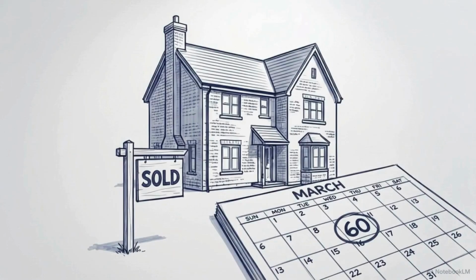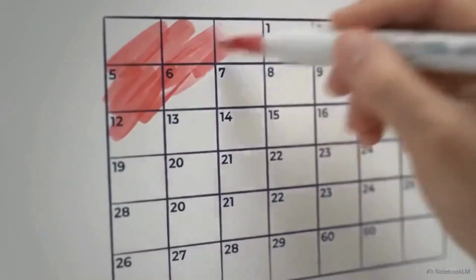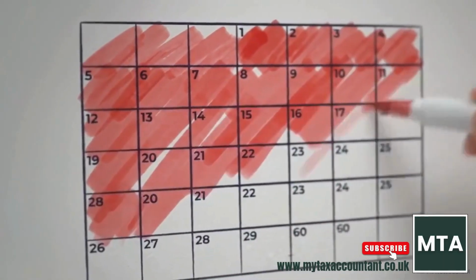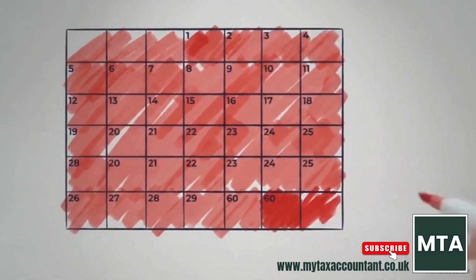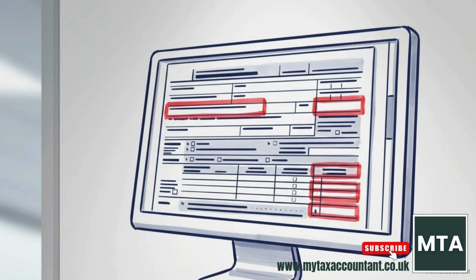When you sell a UK residential property, you have exactly 60 days from the completion date to report the disposal and pay your capital gains tax, or CGT. On day 61, that window locks into place. Submitting a flawed declaration during this tight window leads to immediate problems.